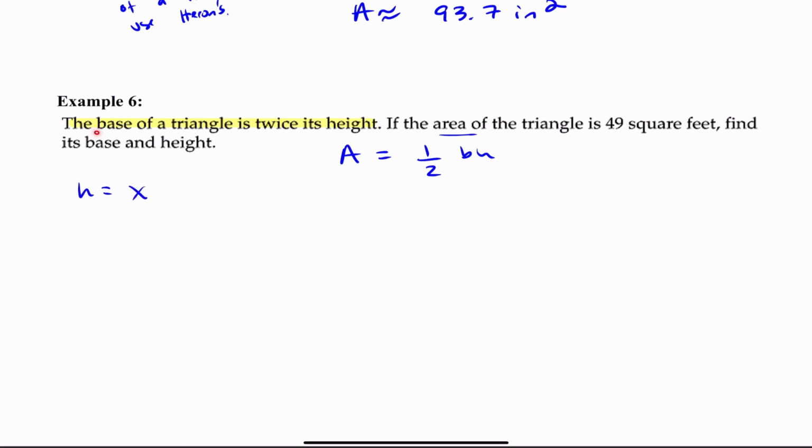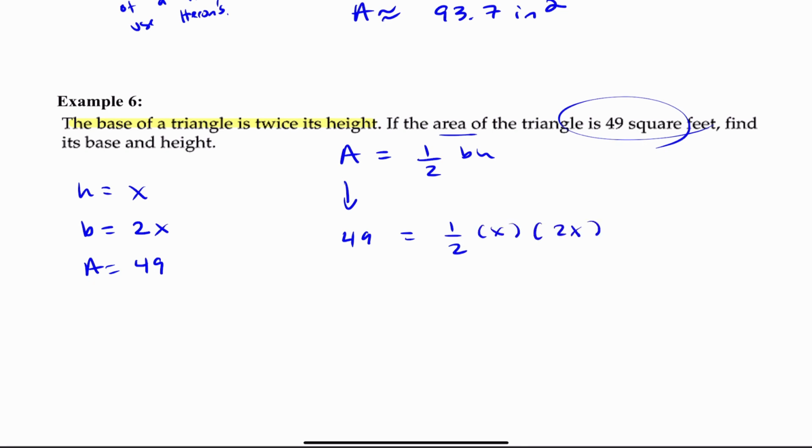And the base is twice the height. So I can write b equals twice the height, or 2x. And the area is given, that's 49. So let's go ahead and just plug everything in. This is 49. That's equal to 1/2 of x times 2x. So 49 is equal to, let's do this. 1/2 of 2x is just x. And then you're going to multiply that by this x. So 49 equals x squared.